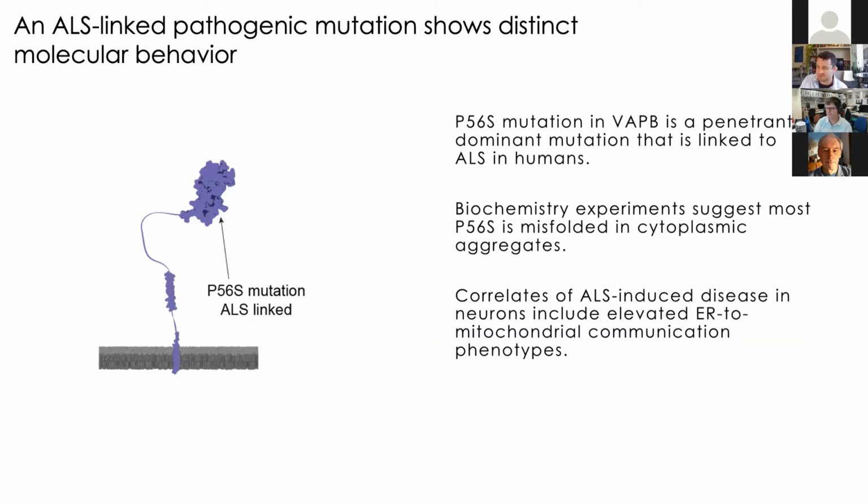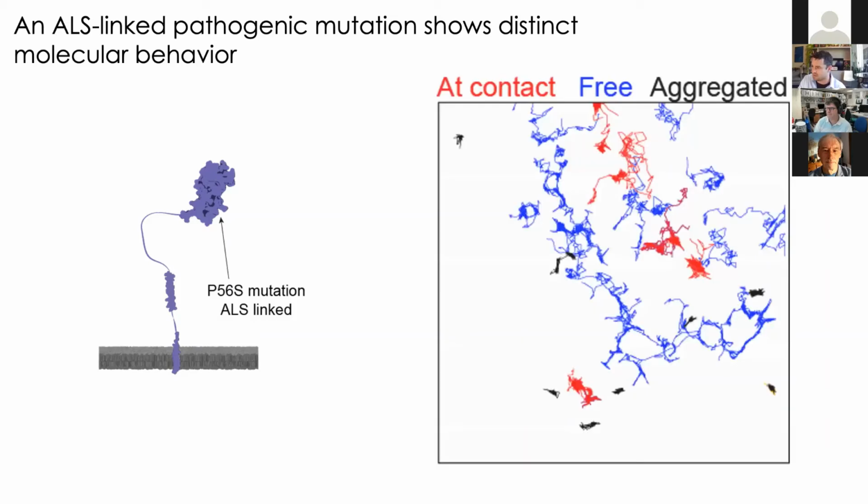And so to try to understand this, we thought, well, maybe we could use single particle tracking. And so we started doing single molecule tracking of VAPB molecules with this P56S mutation in them. And I'm just showing you some representative trajectories here. Indeed, the vast majority of the trajectories are in an insoluble aggregated form. I've shown you a few examples of them here. They're color-coded in black, so you can see what those look like.